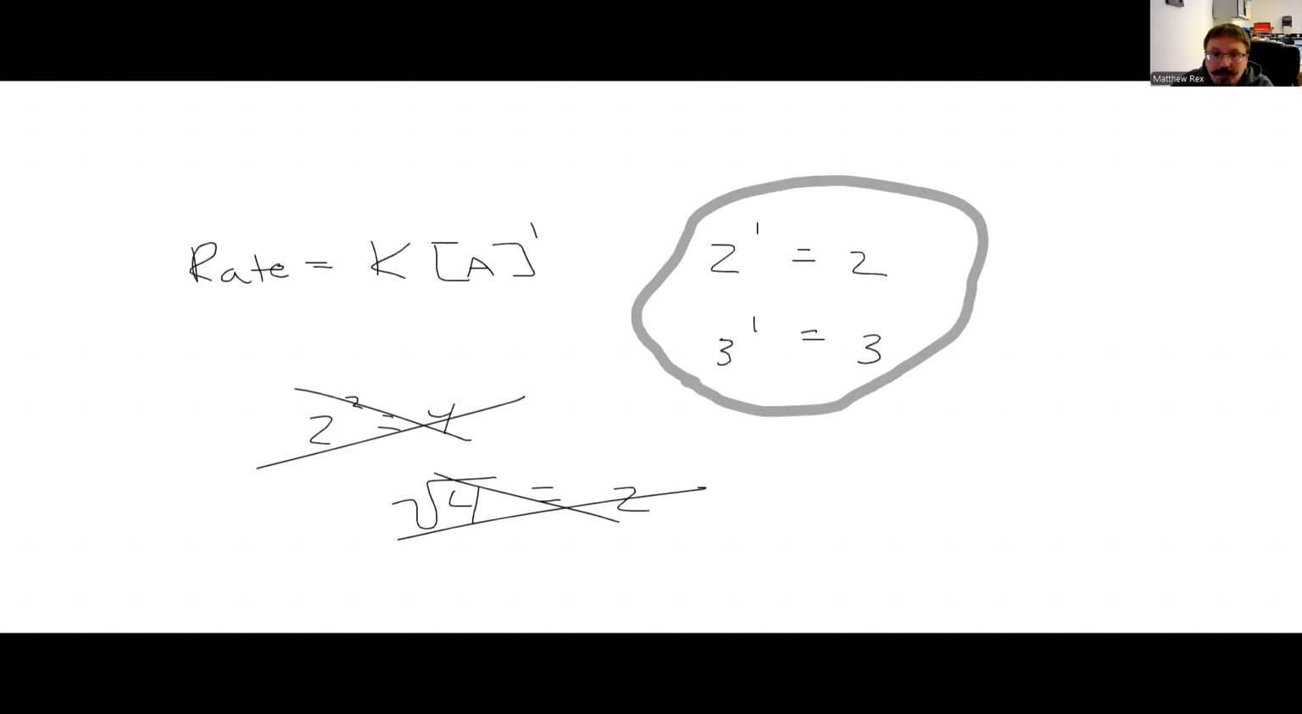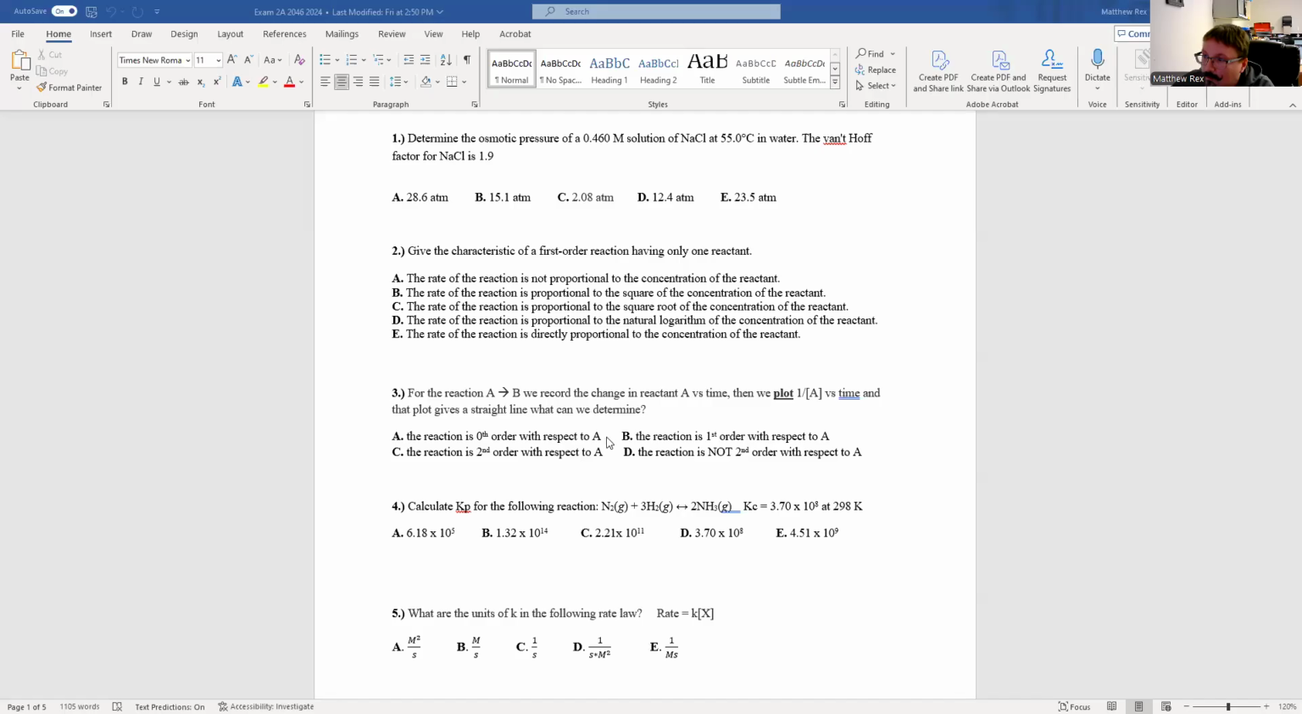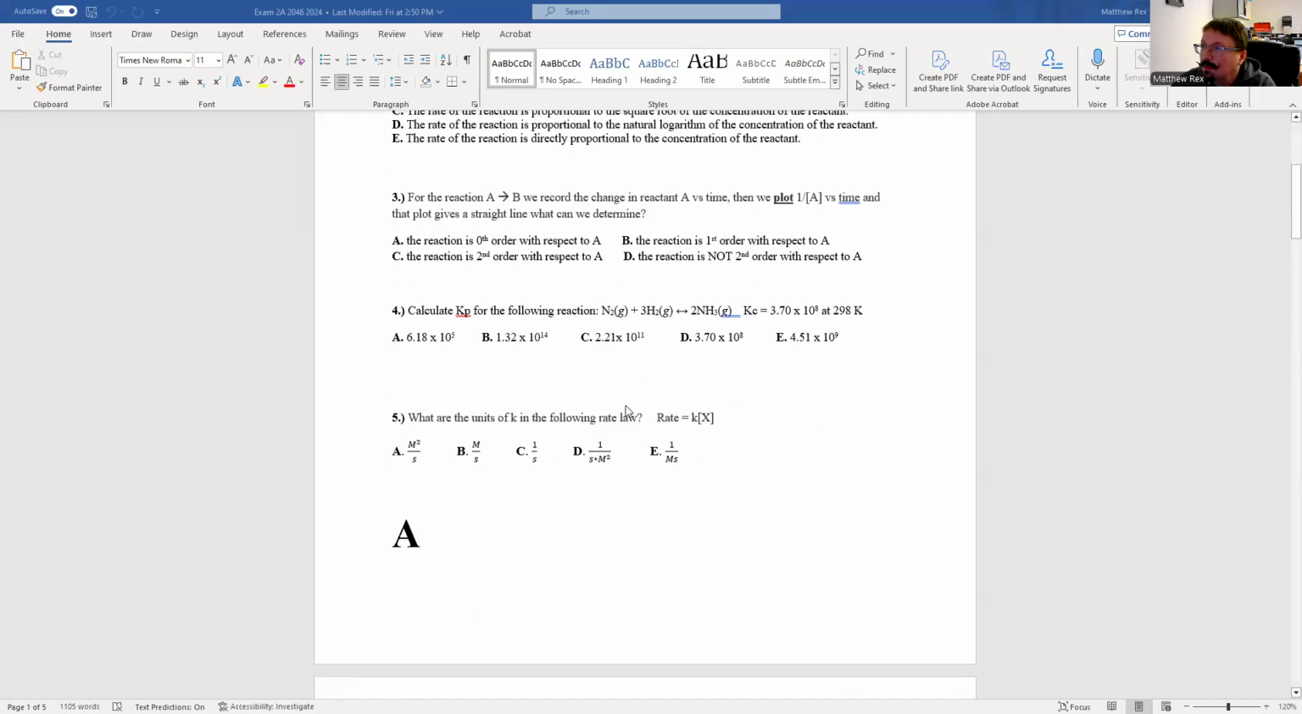For the next one, we have, for the reaction A to B, we record the change in reactant A versus time. Then we plot 1 over that concentration versus time, and this plot gives us a straight line. What can we determine if we do get a straight line plot? When we plot those specific parameters, then we know the reaction is second order with respect to that reactant. Don't necessarily know if there are other reactants, don't know what order it is with regard to those, but we do know with respect to A that it's second order.